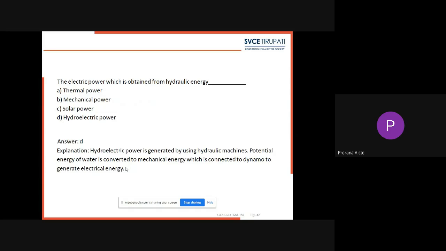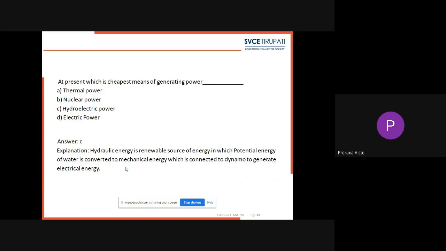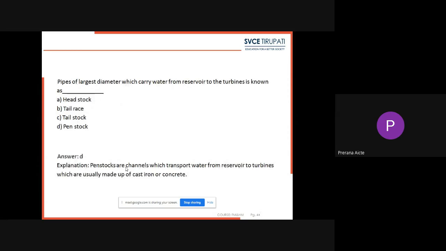Next question, the electric power which is obtained from hydraulic energy is hydroelectric power. And at present, which is the cheapest means of generating power? So the cheapest means of generating power is definitely hydroelectric power. The hydraulic energy is a renewable source of energy in which potential energy of water is converted into mechanical energy, which is connected to the dynamo to generate electrical energy.